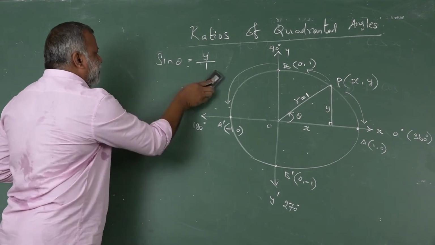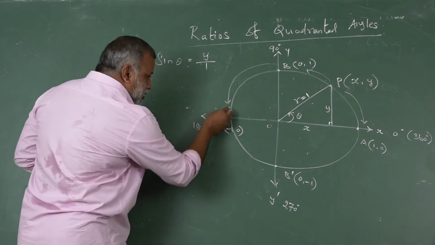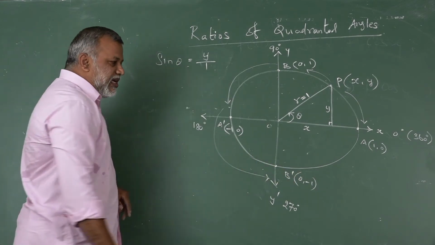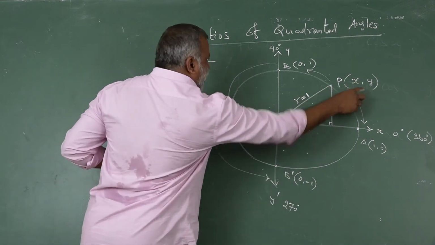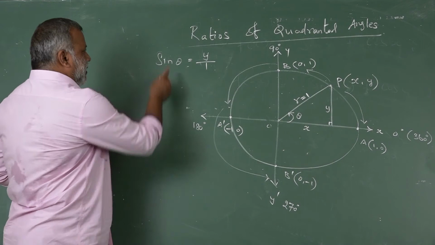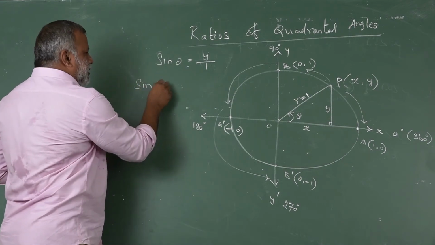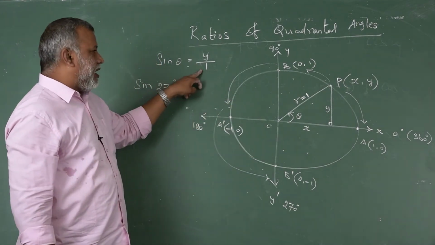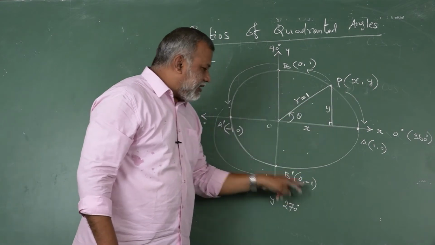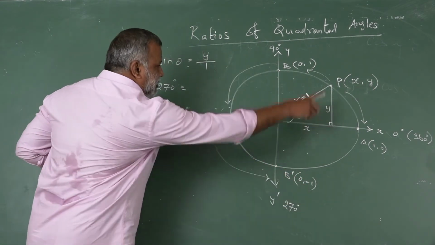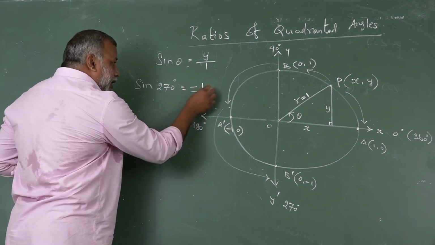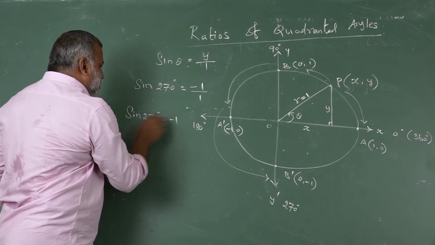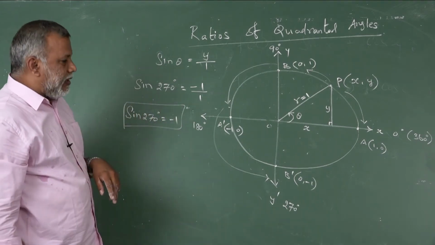think about 270. Once again, the point moves towards this line and again coincides with B dash. Now, what are the changes? X becomes 0, Y becomes minus 1. You can try yourself. Now, theta is replaced by 270 degree. Now, listen, formula is y by 1. Here, y is replaced by minus 1. Already you are having 1. So, sin 270 is equal to minus 1.